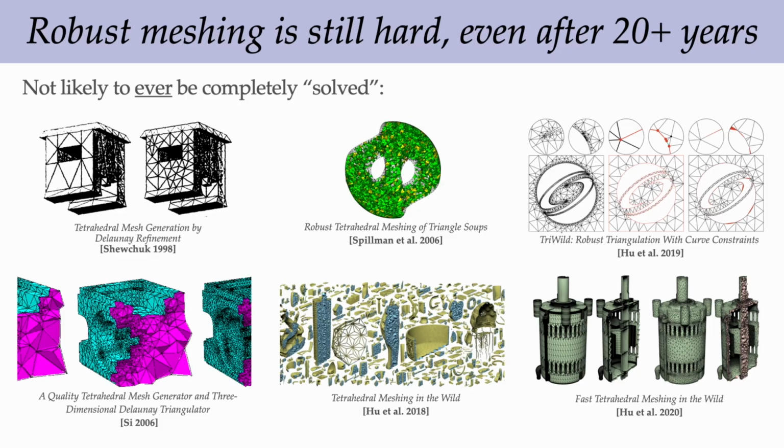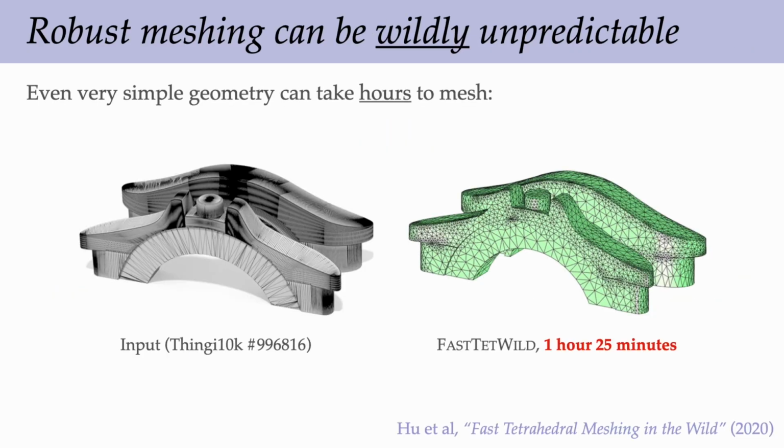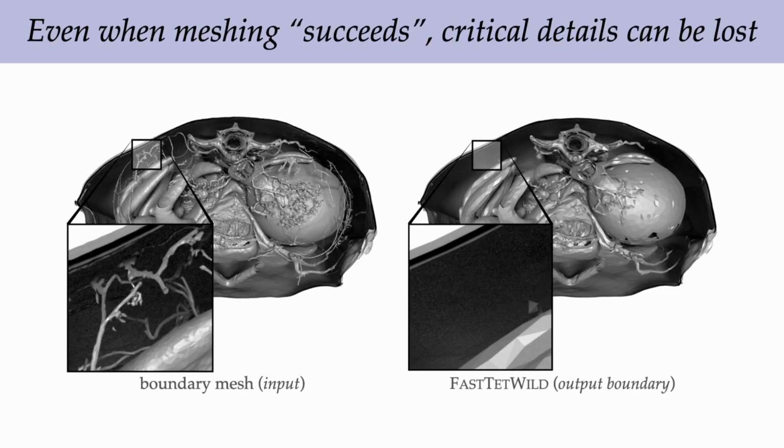But meshing really feels like a problem that will never be completely solved. Even with the latest and greatest tools, you run into situations where geometry can take hours to mesh, and even when the algorithm terminates, it might not give you what you want. It might miss small details that completely change the meaning of the solution.